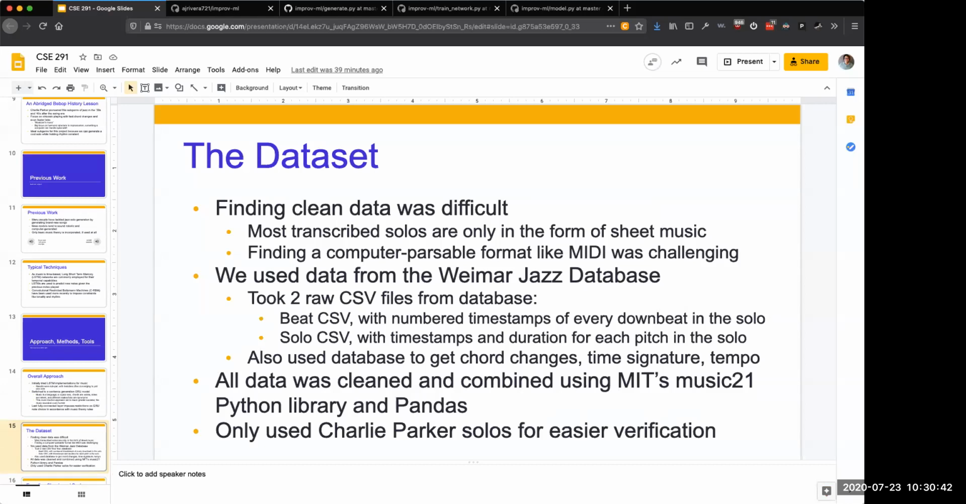And so for the data set, finding clean data was the most difficult part of the project, just finding and parsing all the data. So we ended up grabbing, I think, 30 Charlie Parker solos, transcribed from the Weimar Jazz database. They had MIDI, but the MIDI was not quite working in terms of the timing.